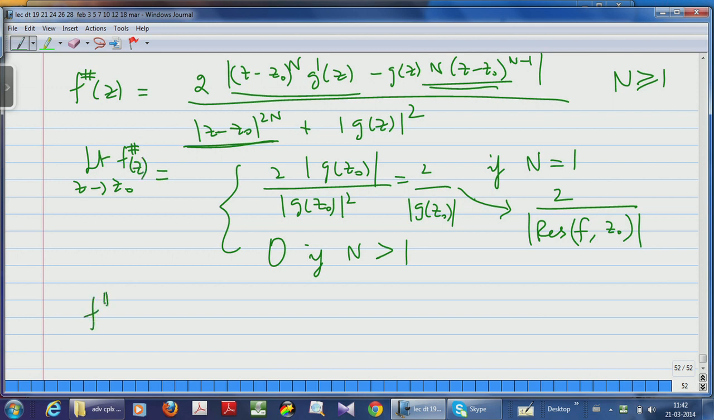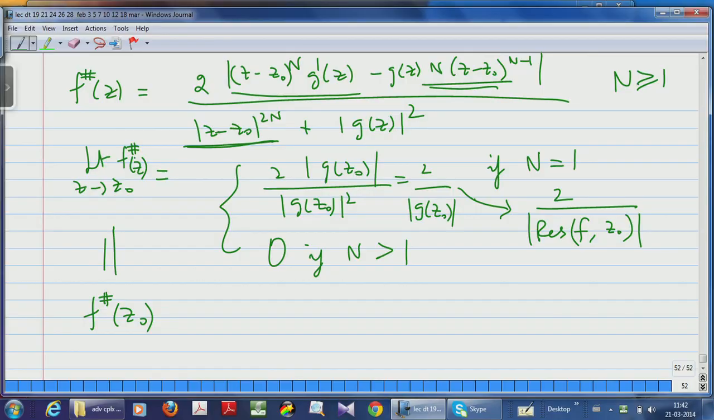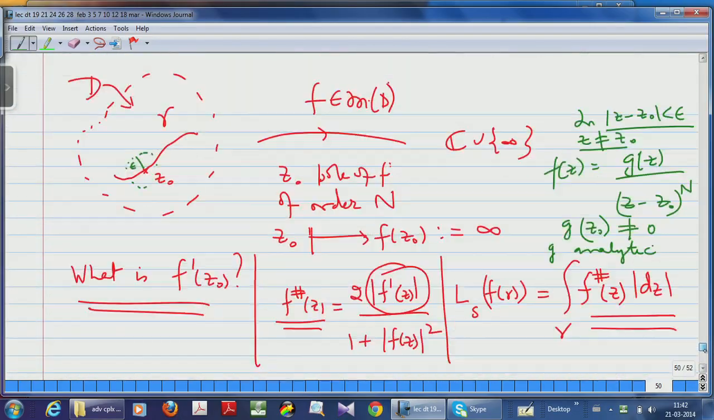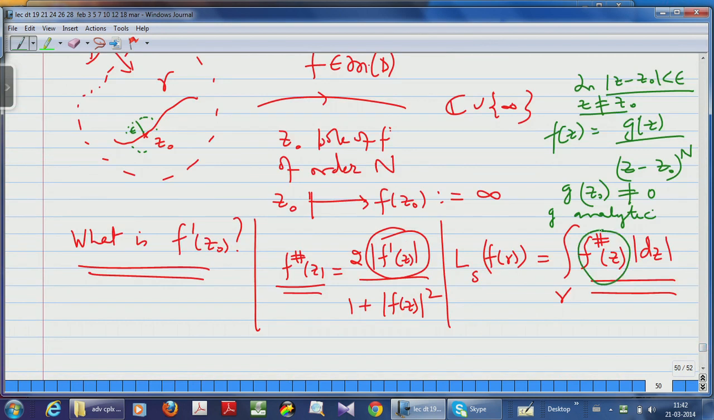So here is the nice thing. f hash of z naught, you can now call it. You can define f hash of z naught by continuity to be equal to the limit as z tends to z naught of f hash of z. If you want to think of the spherical derivative as a continuous function, then it's natural to define f hash at z naught to be that limit. What this does is that it makes the spherical derivative continuous even at z naught, and mind you, z naught is a pole. So the spherical derivative f hash of z is continuous at all poles, so it's continuous throughout the domain, and therefore this formula is valid.